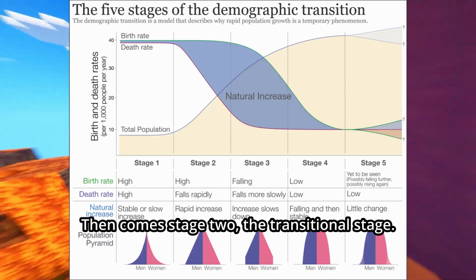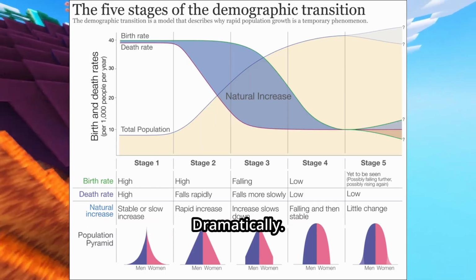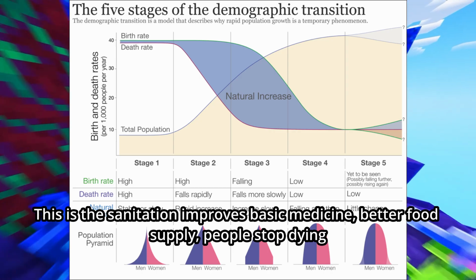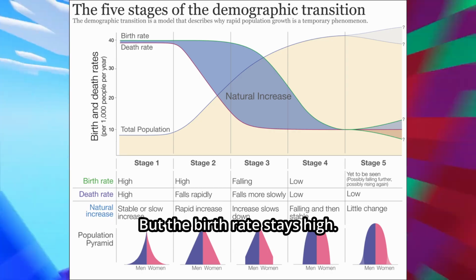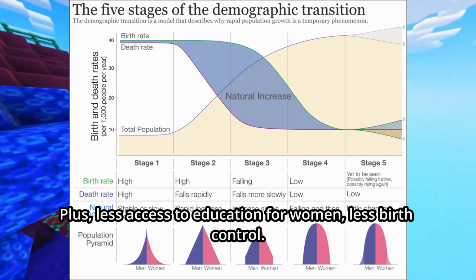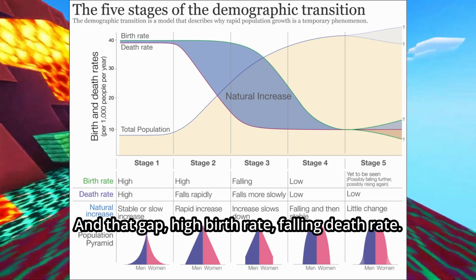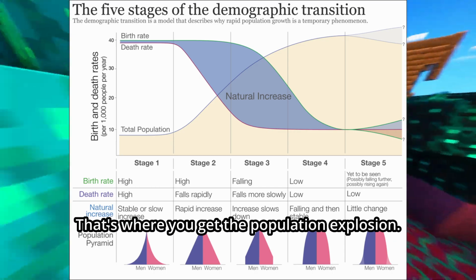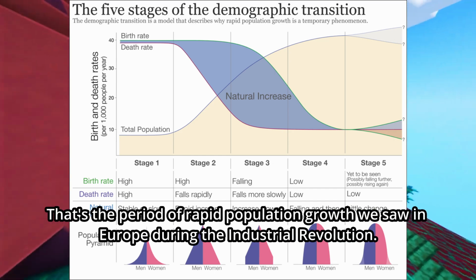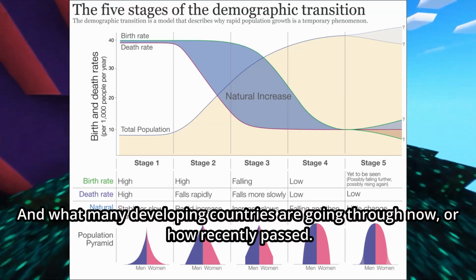Then comes stage 2, the transitional stage. What happens first? The death rate drops dramatically. This is key. Sanitation improves, basic medicine, better food supply. People stop dying so young. But the birth rate stays high. Cultural norms around family size take much longer to change. Sure. Plus, less access to education for women, less birth control. And that gap, high birth rate, falling death rate, that's where you get the population explosion. That's exactly it. That's the period of rapid population growth we saw in Europe during the Industrial Revolution and what many developing countries are going through now or have recently passed.